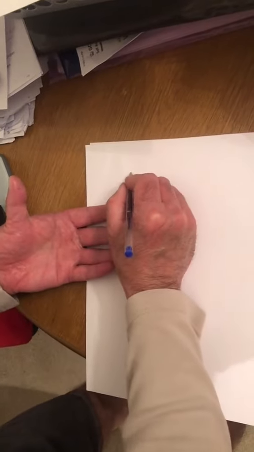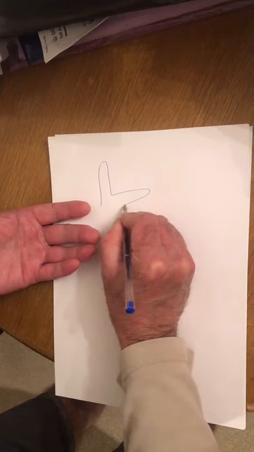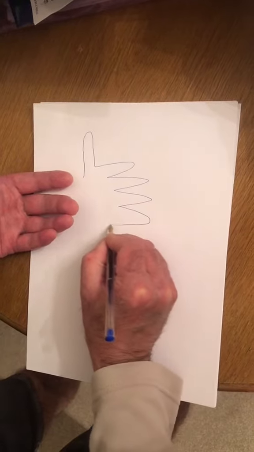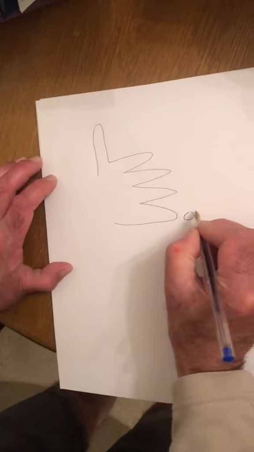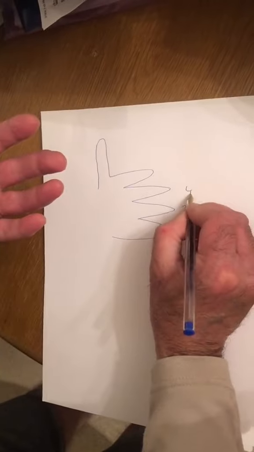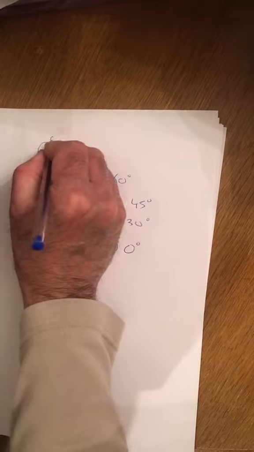So let's draw ourselves a little hand here. Freestyle. It's not very good, is it? Anyway, it will do. Is that 5 fingers? Yeah, okay. So this is our 0 degrees. This is our 30 degrees, 45, 60 degrees, and our 90 degrees.